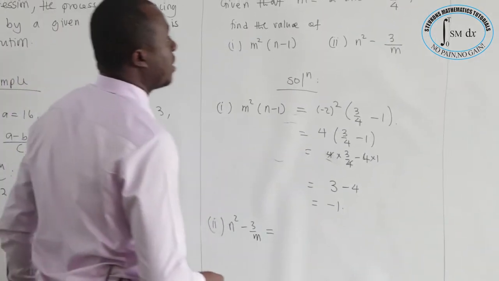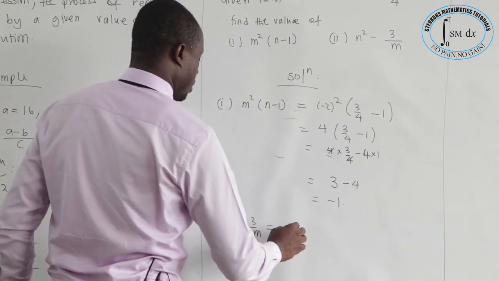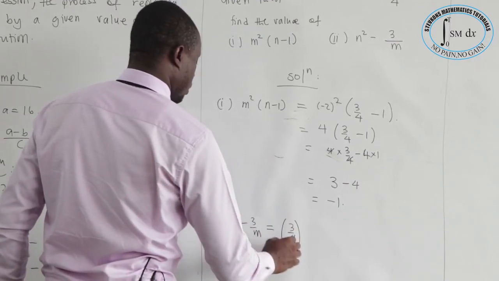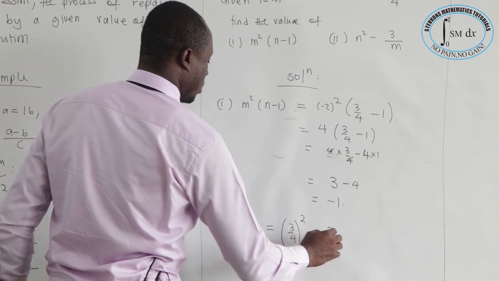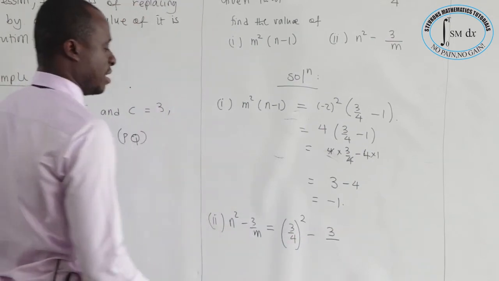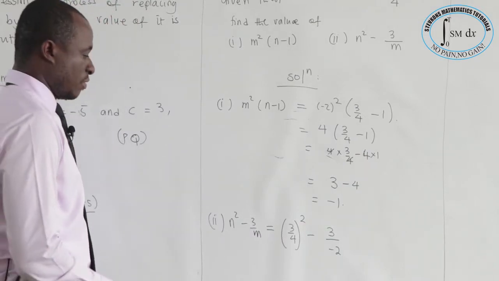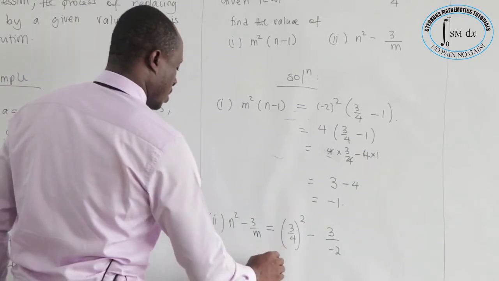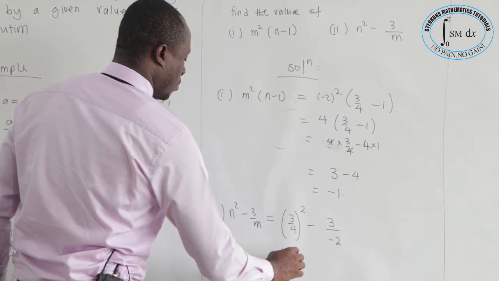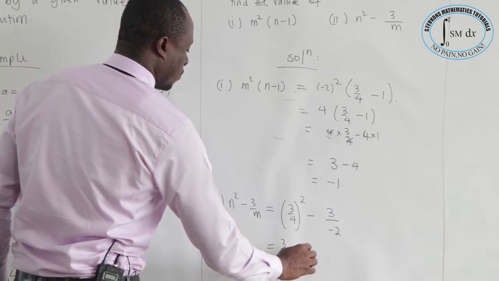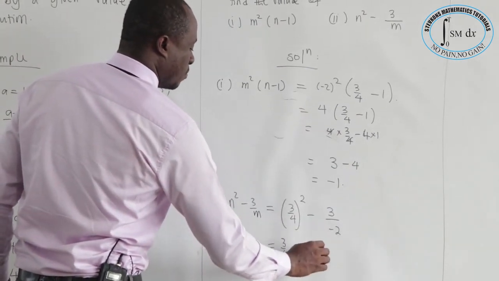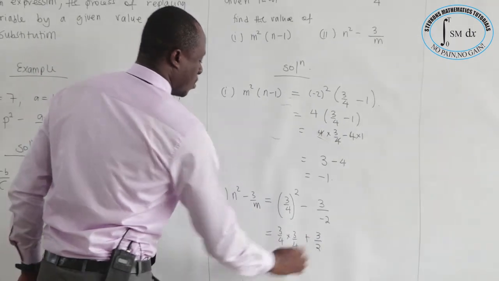Let's consider the second one. N squared. What is our n? That is 3 over 4. So that's 3 over 4, remember, it is squared. Minus 3 all over the m. What is the m? M is negative 2. From here, what is 3 over 4 all squared? This is 3 over 4 times 3 over 4. Now this negative needs to cancel this, making it positive. So you have 3 all over 2.